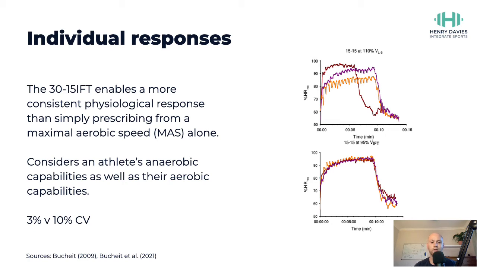and so the individual responses to the 15 on 15 off session are a lot more tightly grouped, which is good, because otherwise we aren't necessarily accounting for athletes' anaerobic capabilities. We're only looking at aerobic if we use a maximum aerobic speed score. So the positive is it takes into consideration an athlete's anaerobic capabilities as well.